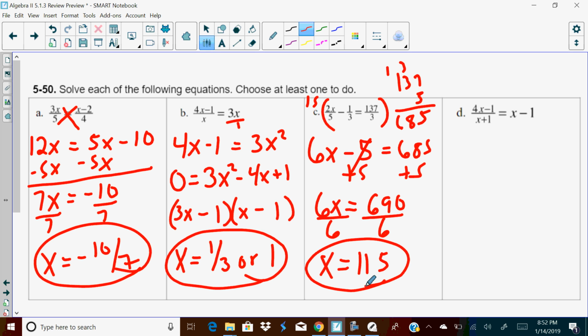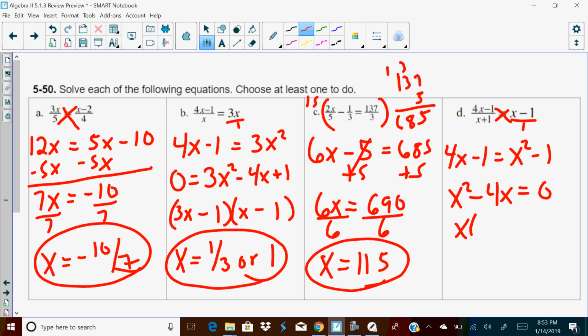For D, I'm also going to cross multiply. So I get 4x minus 1 equals x plus 1 times x minus 1, which is a difference of 2 squares. So I get x squared minus 1. So I'm going to move everything over to set it equal to 0. So I end up with x squared minus 4x plus 0 equals 0. Factor out an x. So x is going to equal 0 or 4.